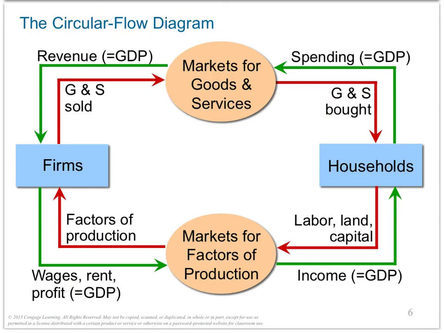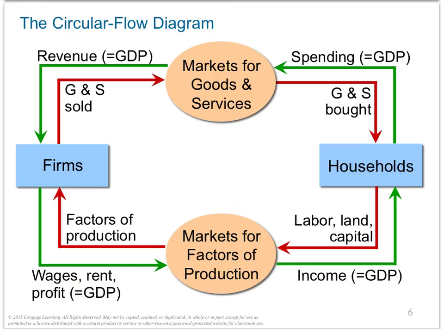And in return for the revenue, firms pay wages, rent, and profit to the households through the markets for factors of production. GDP measures this flow of money. We can compute it for this economy in one of two ways, by adding up total expenditure by households, or by adding up the total income, wages, rent, and profit paid by firms. Because all expenditure in the economy ends up as someone's income, GDP is the same regardless of how we compute it.